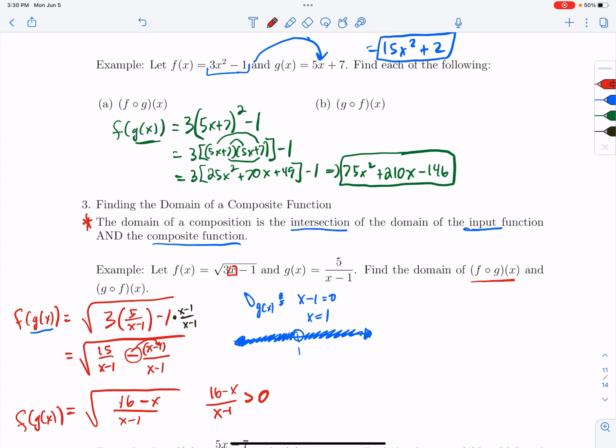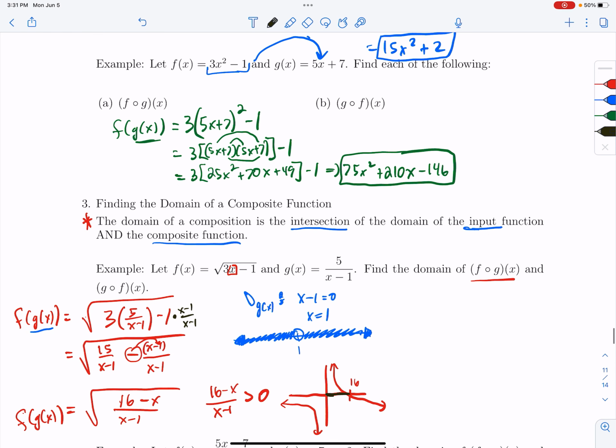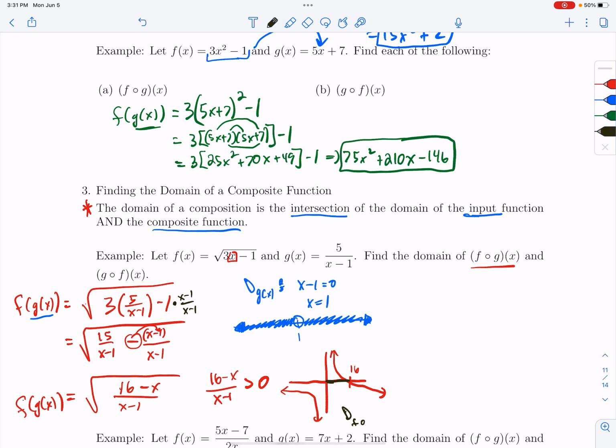So how do we solve this? When is a radical function going to be greater than 0? Well, we can do this algebraically, but if we graph this, the graph looks something like this, and then like this, and it hits right here at 16. So what we see is, well, this graph is positive from 0 up to 16, but we don't include 16. So that is the domain there. So the domain of f circle g of x is from 0 to 16. Okay, so if I graph this, the domain is from 0 to 16, and I'm not including those.